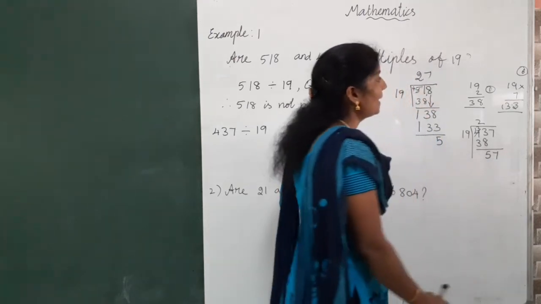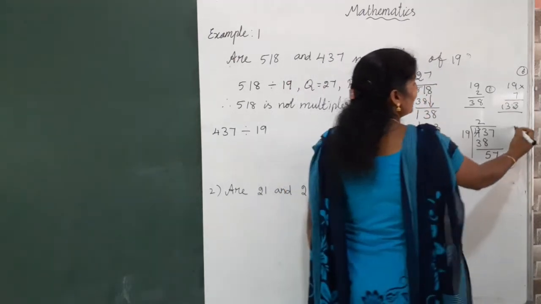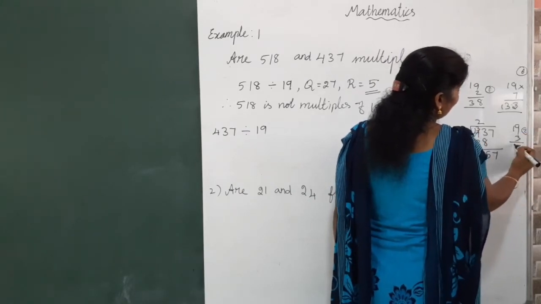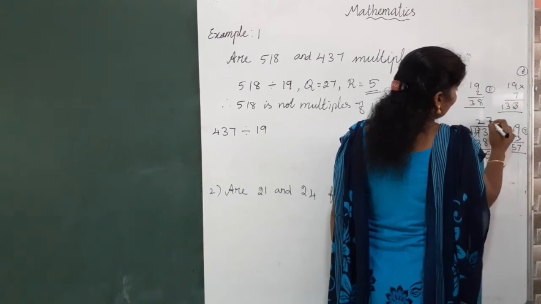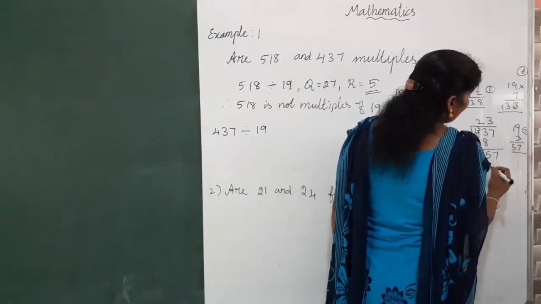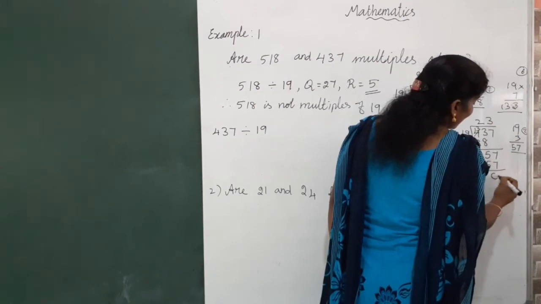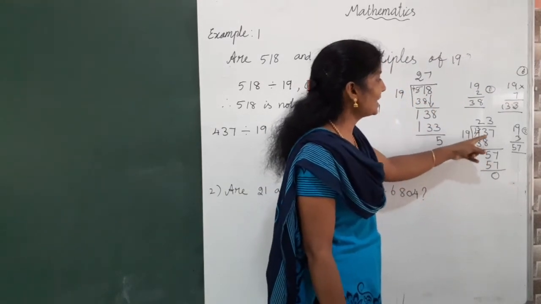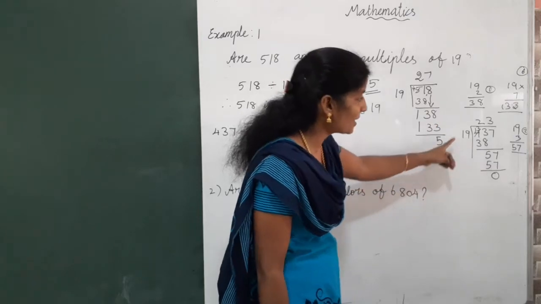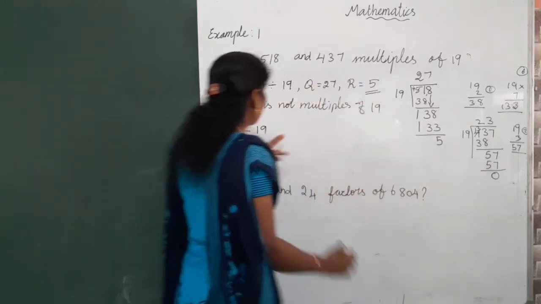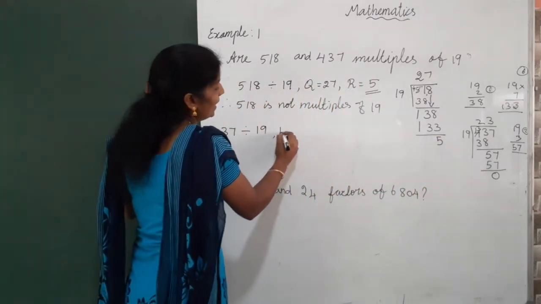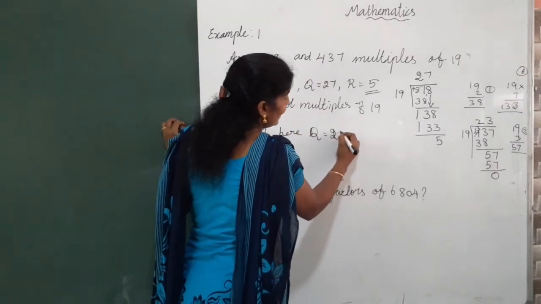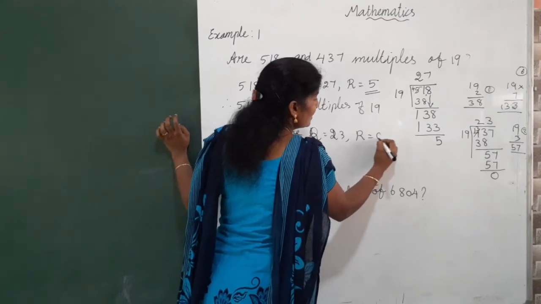57. Now here 19 into 3, 57, isn't it? So 7 9s are 63, 6 balance, 1 3 is 3, 3 plus 6 is 9... so here 3 times is 57. Here we got remainder 0. So 437 is a multiple of 19. Here quotient is equal to 23 and remainder is equal to 0.